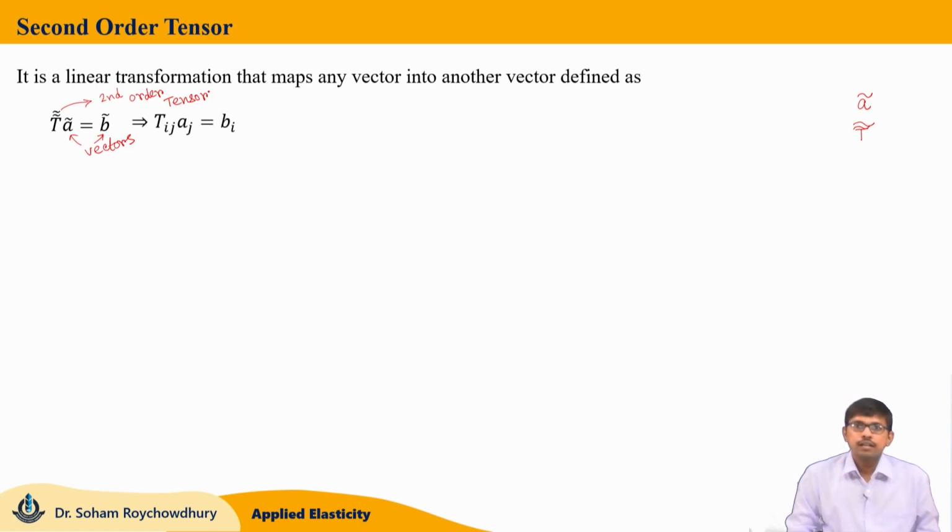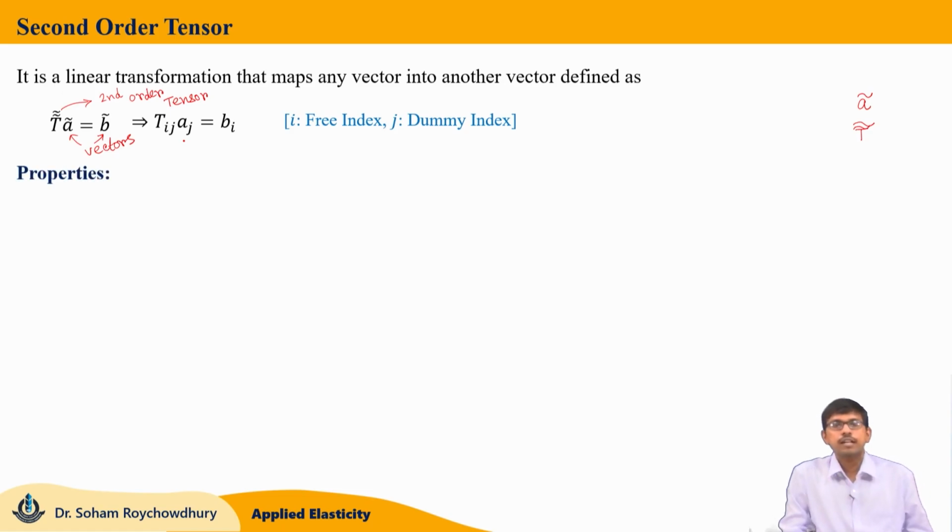Now, with the help of summation convention, this can be written as T_ij A_j equals B_i, where i is the free index and j is the dummy index. i appears once in all the terms, and j appears twice in the left hand side term. So, the summation is assumed over j for the left hand side term, and i is the free index here.